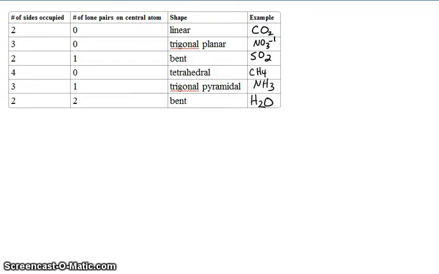Good, excellent. So, let's start with our first example, CO2. What does carbon dioxide look like? The first thing you need to do is draw the Lewis structure. Carbon has 4 valence electrons. Oxygen has 6, but there are 2 of them. So 6 times 2 is 12, plus 4 is 16 total valence electrons.